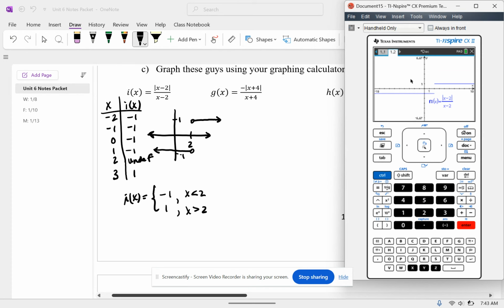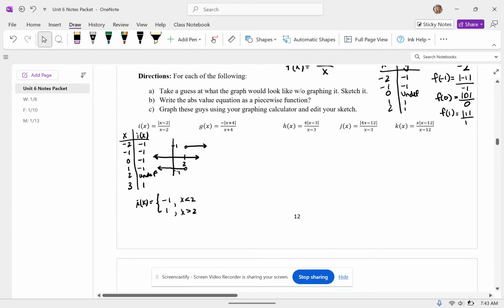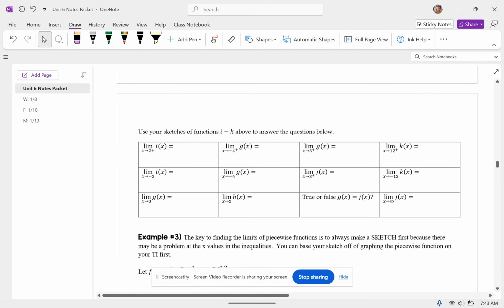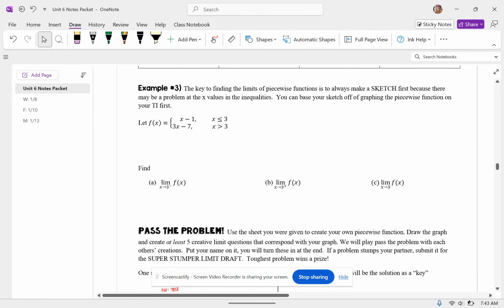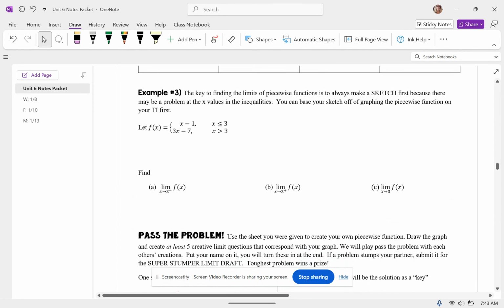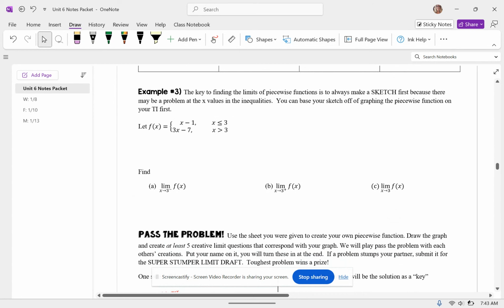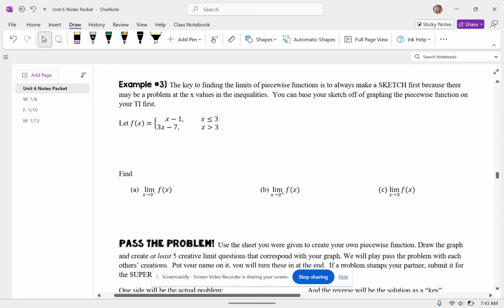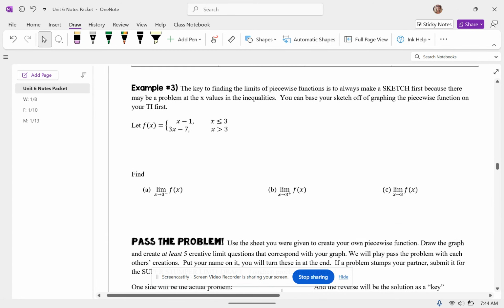Yay, it looks good. Okay, so that's what you're going to do for G, H, J, K. Answer the questions, and then I really hope we get to pass the problem, but it is a Friday. For 3, actually I should show you 3 too, and then you guys can work on the absolute value ones.